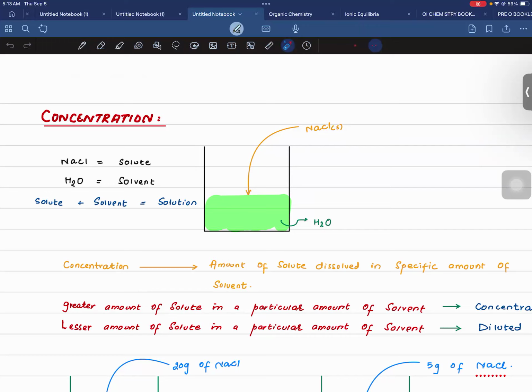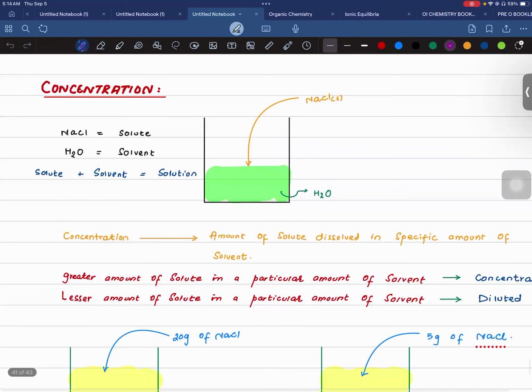Amount of substance in a particular solvent. Let's suppose this is solute and this is solvent. Let's suppose you have sodium chloride, this is table salt or simple salt, and you are going to dissolve sodium chloride in water. Water is your solvent and sodium chloride is your solute. So the mixture of solute and solvent is called solution.